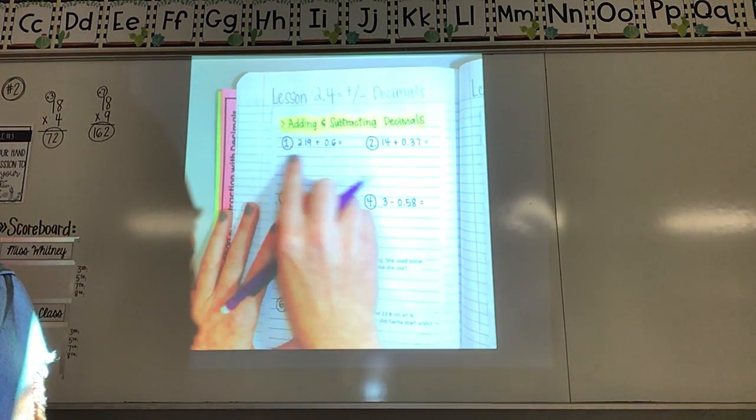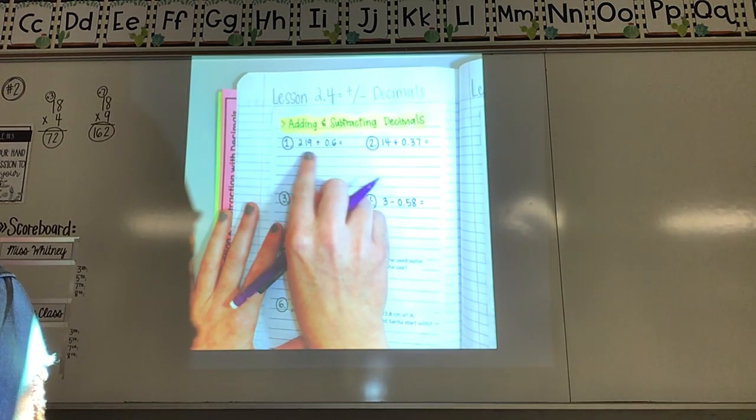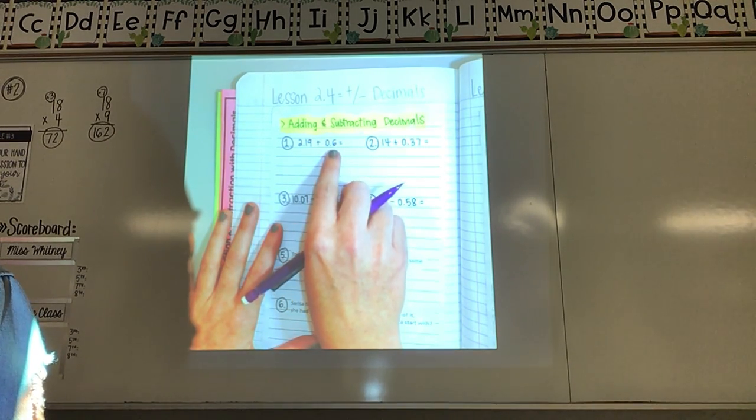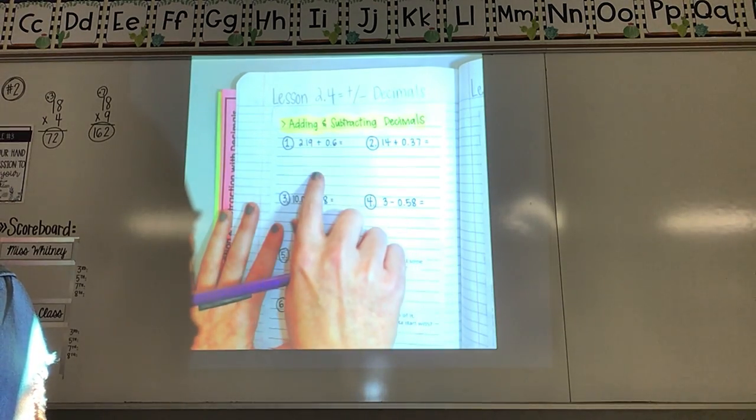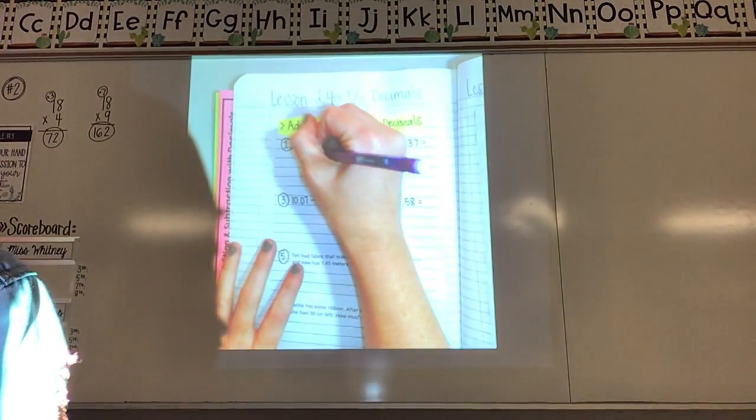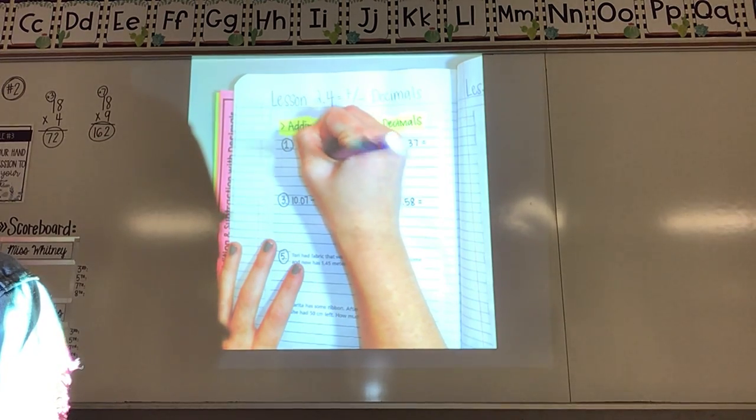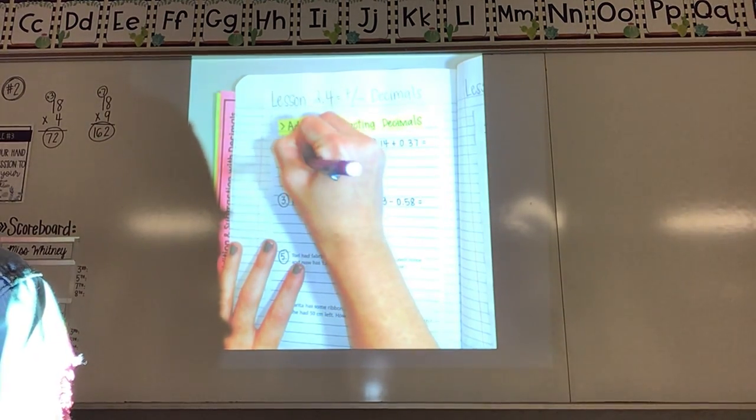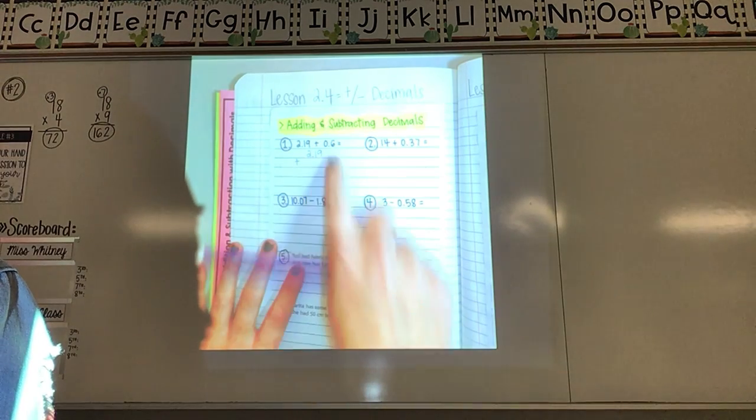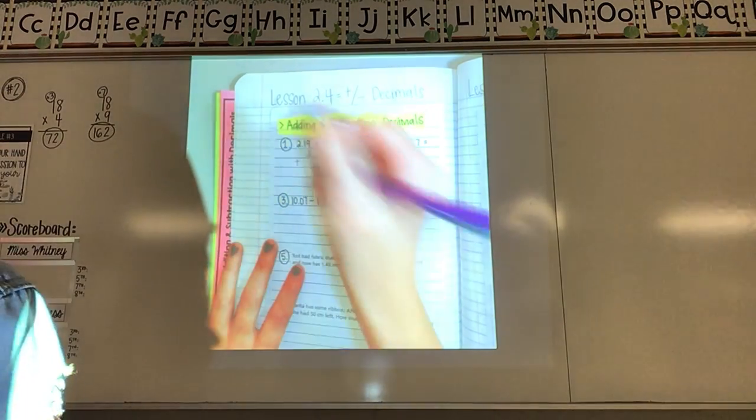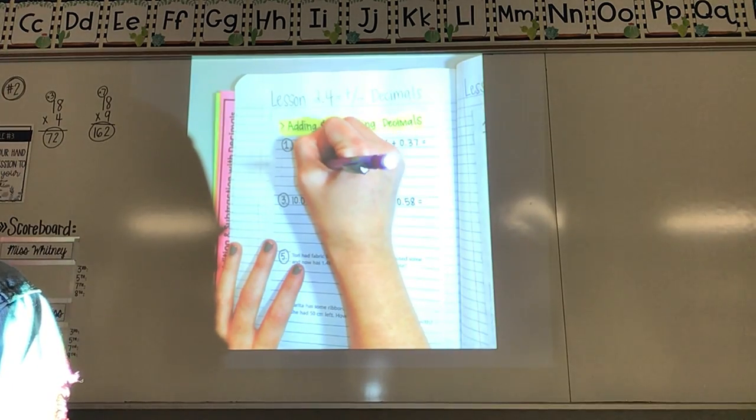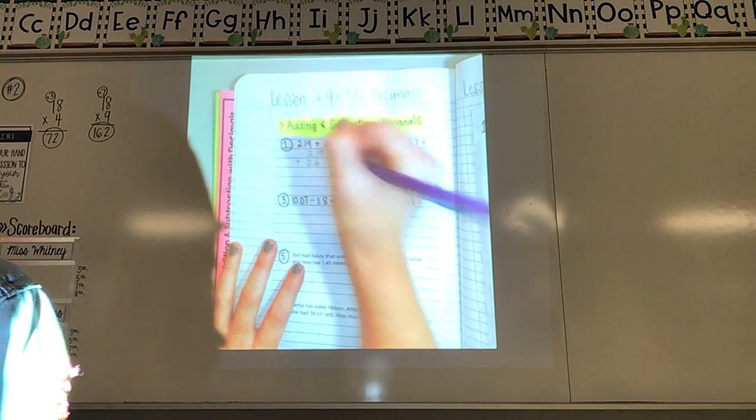Number one, I have 2.19 plus 0.6. I know that I'm adding, so first I want to stack these numbers up. So I'm going to take my first number and copy it down. Plus, now I have to be careful. When I write down my second number, I need to make sure that it is lined up with my decimal points. So those decimal points have to be right underneath each other.